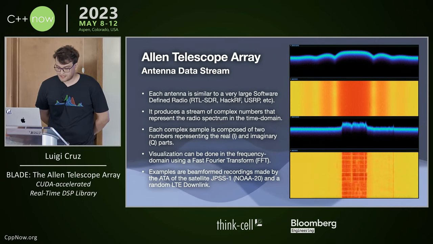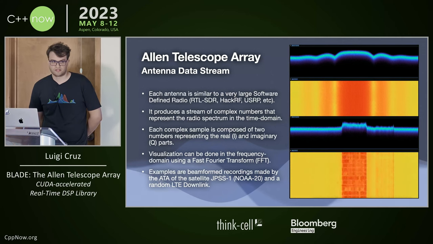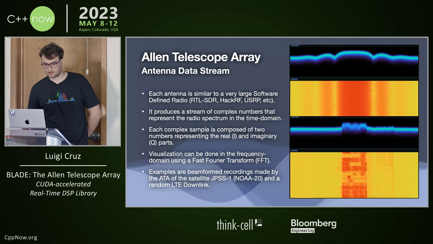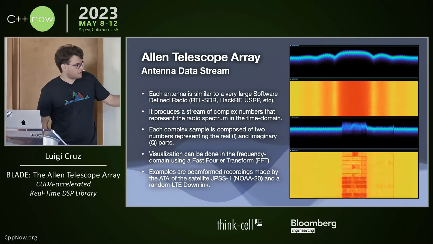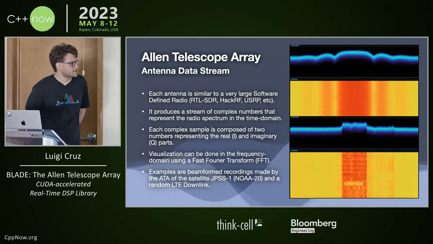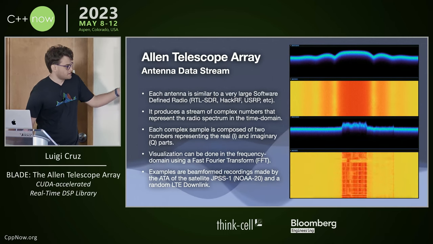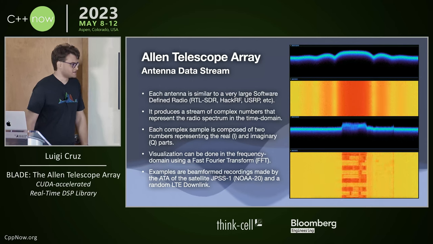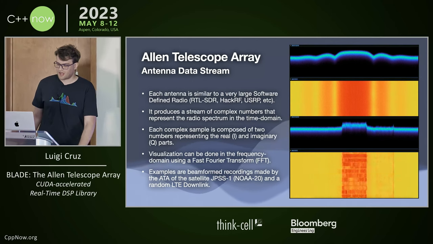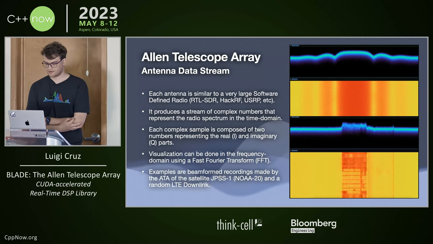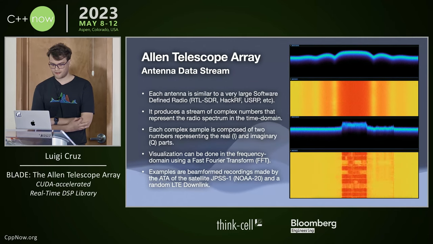This is what the data stream will look like when you tap into the output of the RFSoC boards. You can see here over the top there is a weather satellite downlink that transmits images. And at the bottom there, you can see an LTE signal being captured by the telescope. This is a downlink 20 megahertz wide, so quite a bit of bandwidth there.